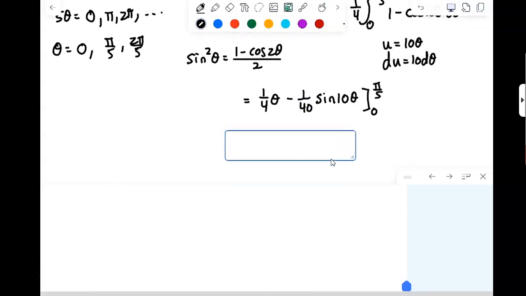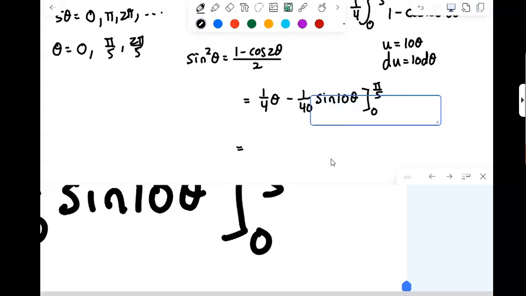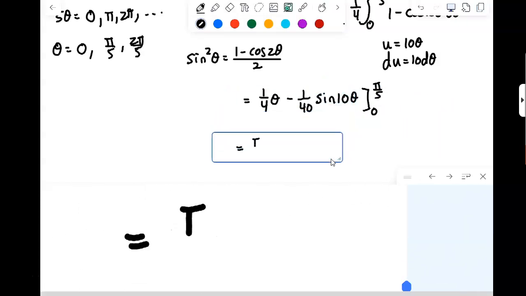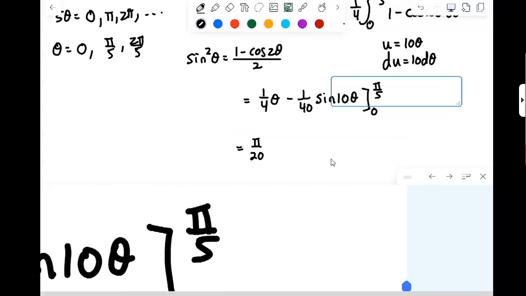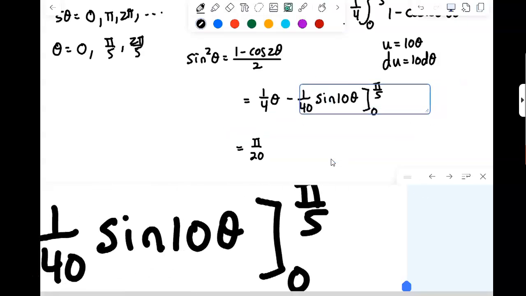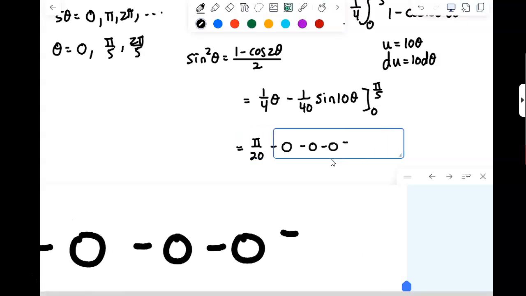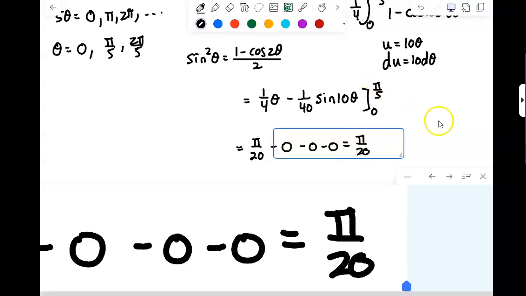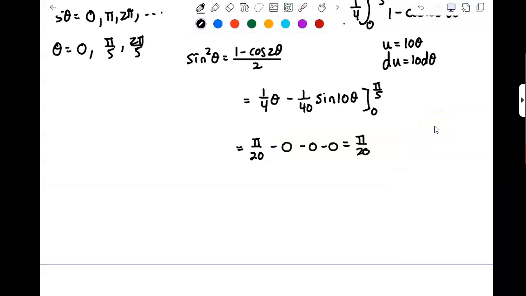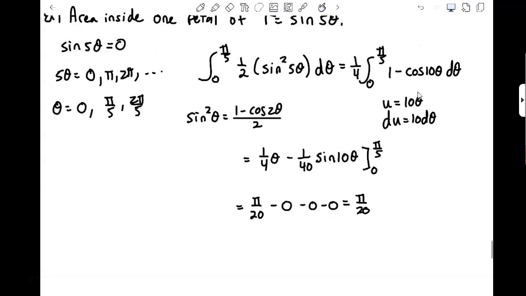We work that out. And what we're going to find is when we put pi over 5 in, that's going to be pi over 20. We put pi over 5 into the sine and multiply by 10; 10 times pi over 5 is 2 pi. Sine of 2 pi is 0. And of course, when we plug the zeros in, they're all zeros as well. So it turns out the area of the single loop of sine of 5 theta is pi over 20. Pi over 20 is the area of that single loop.